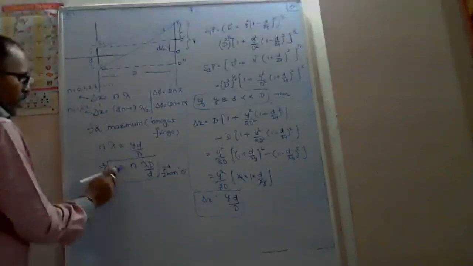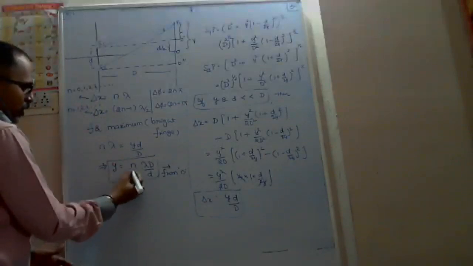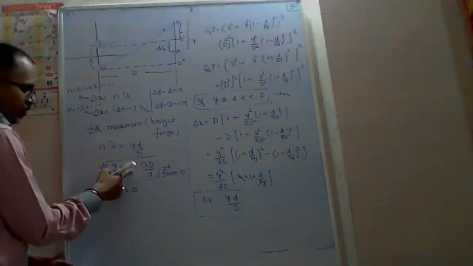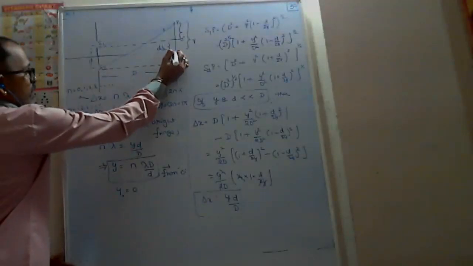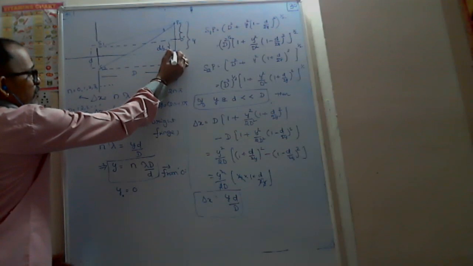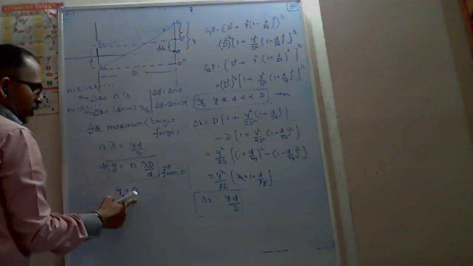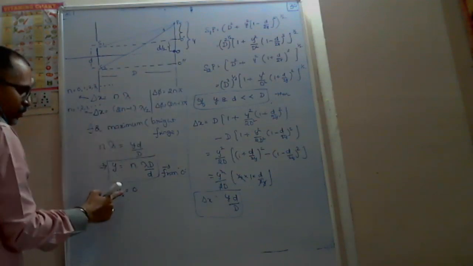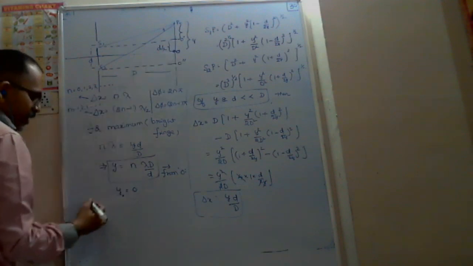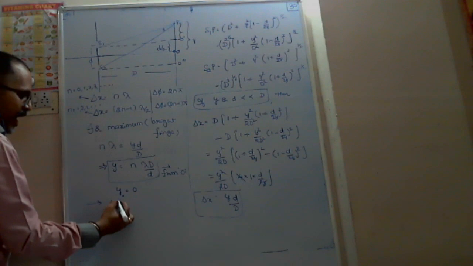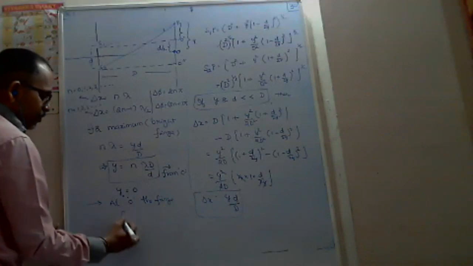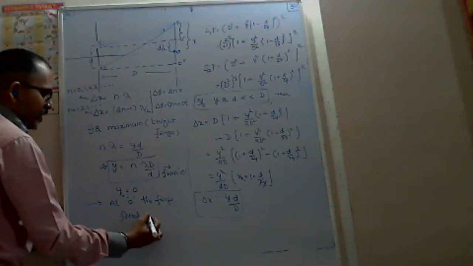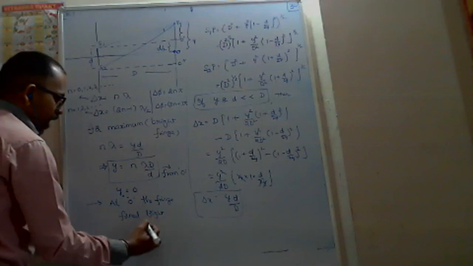If you put n equal to 0, then you will get y equal to 0. Here one theoretical question is y equal to 0 means at O, the observer found bright or dark? Bright. That's why, the theoretical question at O the fringe formed is bright. So the answer is bright.